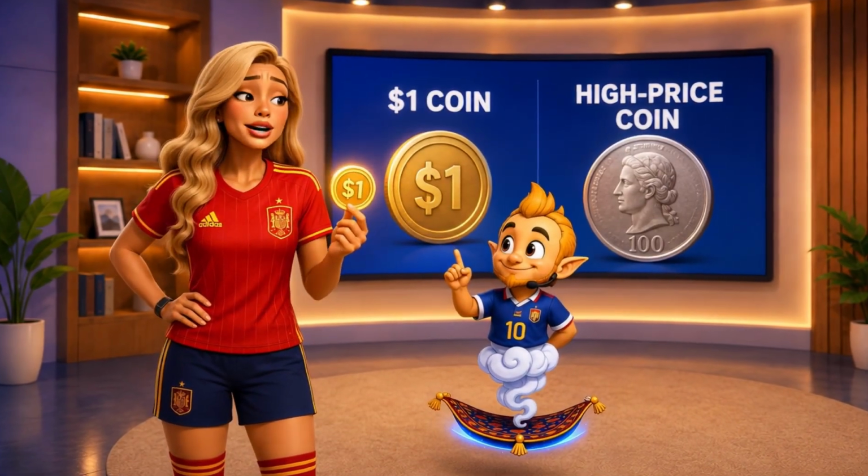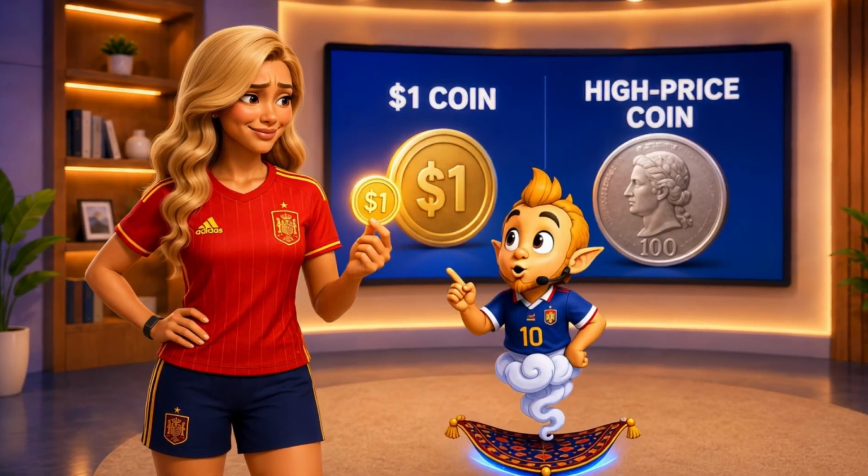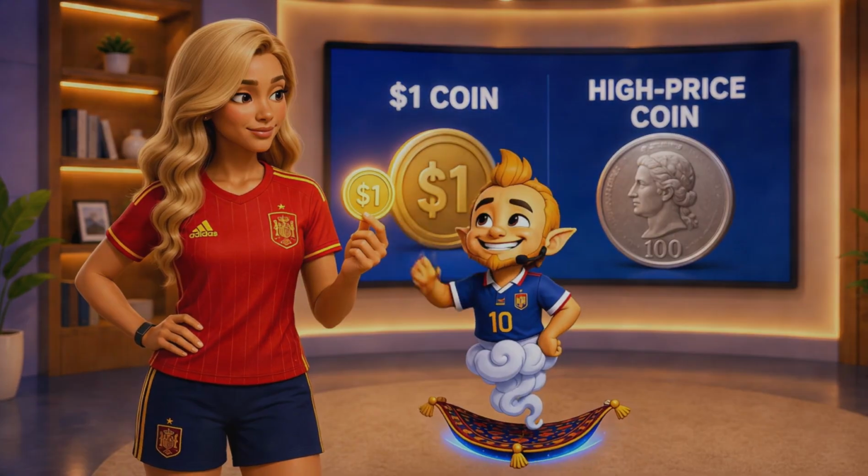And crypto somehow still manages to be more dramatic. This coin costs $1, while Bitcoin costs thousands. So the $1 coin must be cheaper, right? Cheaper per coin, yes. Smaller project, not necessarily.